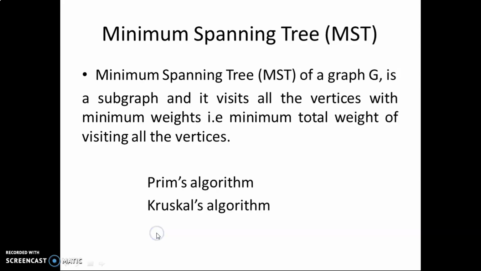So what is the minimum spanning tree? Minimum spanning tree of a graph G is a subgraph that visits all the vertices of the graph with the minimum total weight. There are two algorithms, Prim's algorithm and Kruskal's algorithm. Let us discuss Prim's algorithm first.